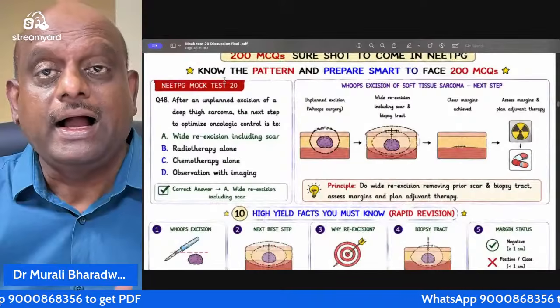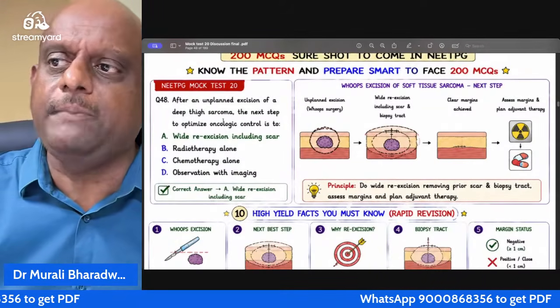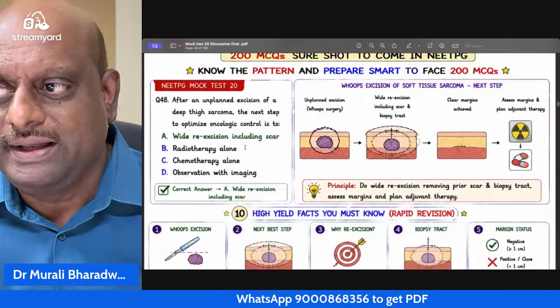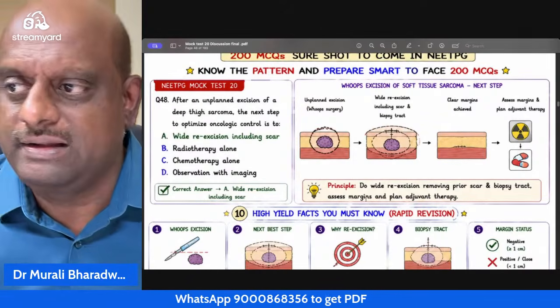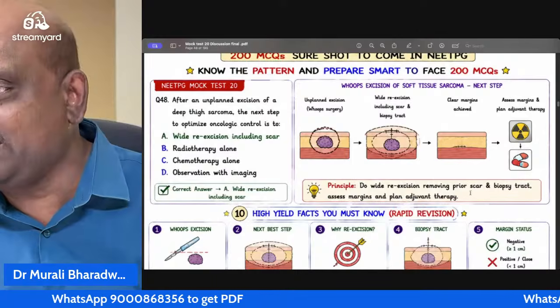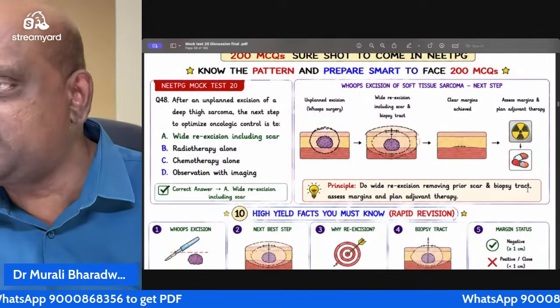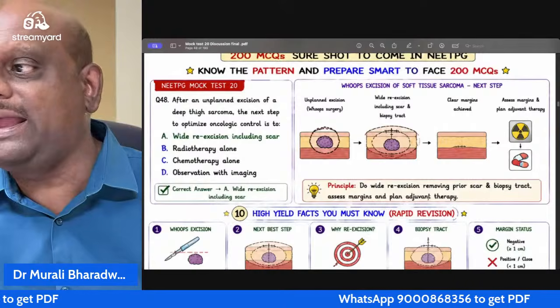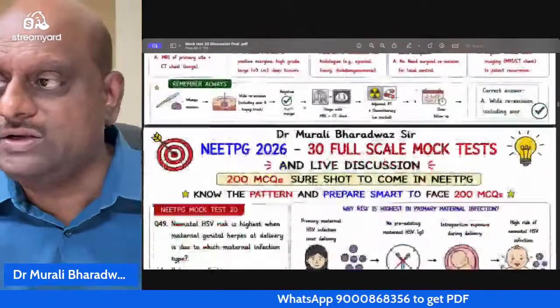After an unplanned excision of a deep thigh sarcoma, what is the next step? You need to do wide re-excision, removing the prior scar and biopsy tract, assess the margins and plan the adjuvant therapy is considered to be the management of choice.